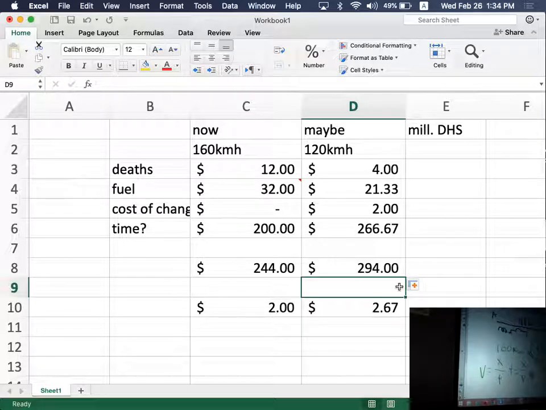Do you get it? So now the time conquers everything else. We don't care about that, like deaths and whatever. But this is what governments use to set the speed limits. This is the reason why the speed limit is not 80 on the highway. If it was 80, nobody would die.